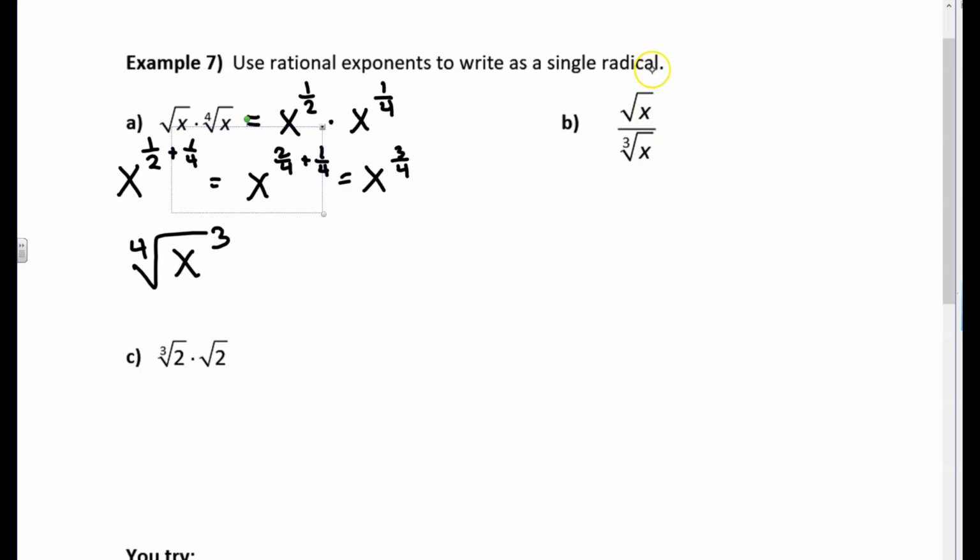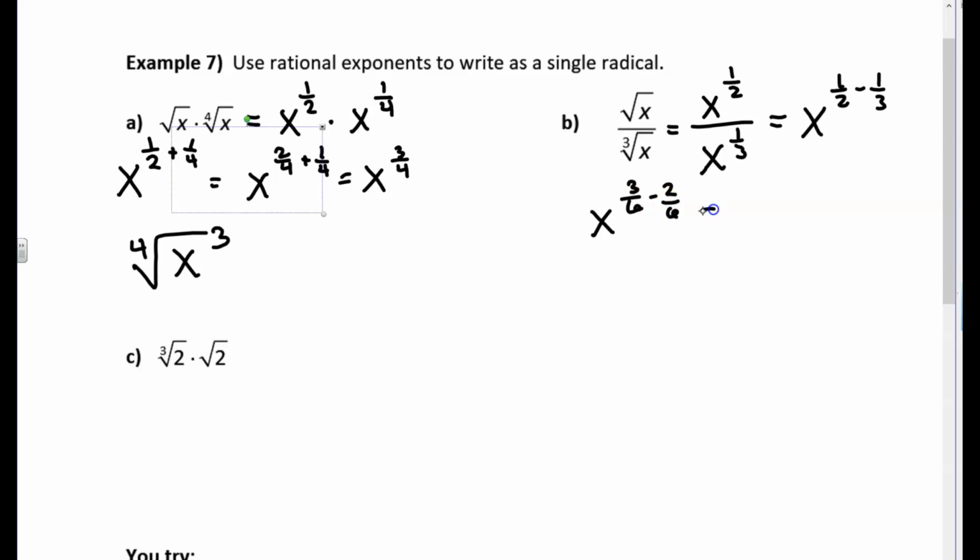Here, when I am dividing the radicals, I'm going to rewrite them again as rational exponents, x to the 1/2 over x to the 1/3. I'm now going to subtract. This becomes x to the 1/2 minus 1/3, or x to the, we're going to make that over 6, 3/6 minus 2/6, or x to the 1/3. So this is simply the cube root of x.